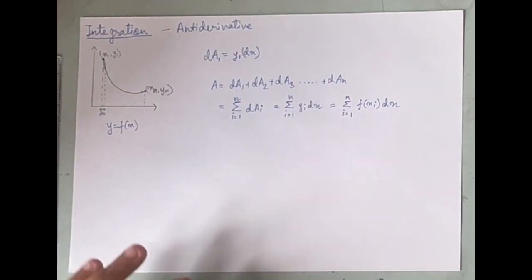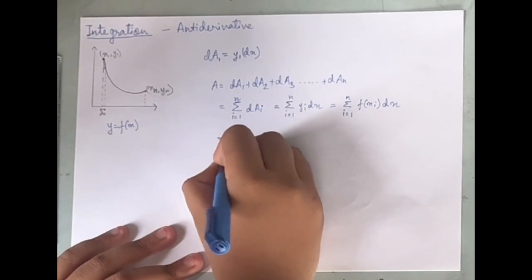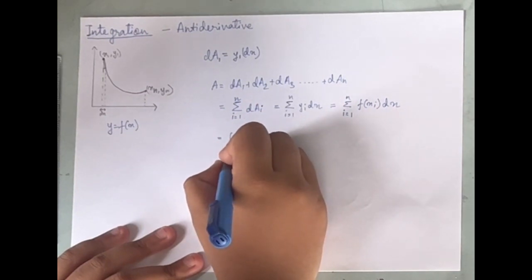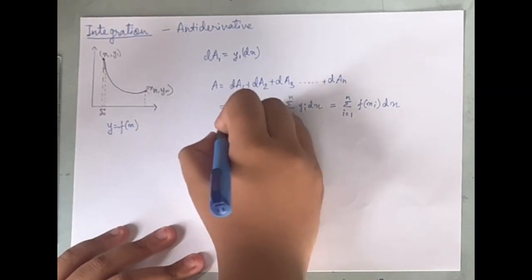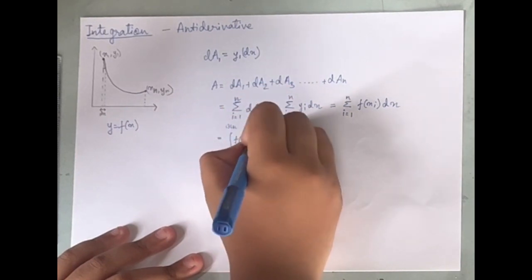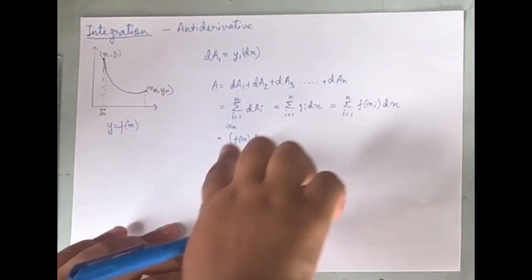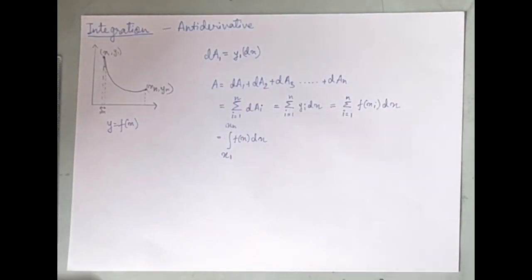This can also be written as integration from x1 to xn of f(x) dx. This is how this can be represented in the form of integration.